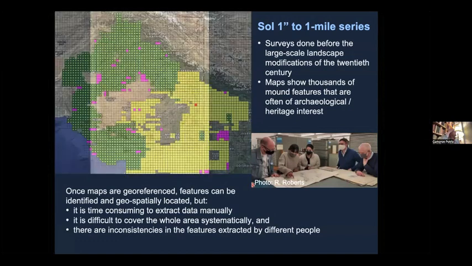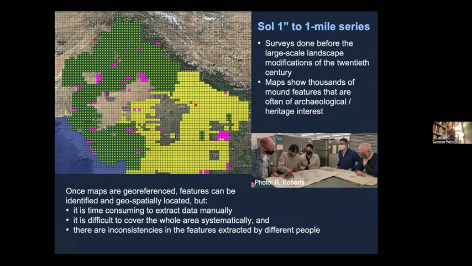The maps are quite large, and we have scans of these maps from the University Library in Cambridge or the British Library, and the team has georeferenced, so put into geographical space, over 1,300 of these maps. Those are the ones that are shown in green. The ones in purple are the ones that are missing, that we don't yet know where good copies of them are. The ones in yellow are ones that we have, but we haven't yet made use of. So these surveys provide the opportunity to really look at a landscape that no longer exists. It's a landscape of 100 years ago. They show thousands of potential mound features.